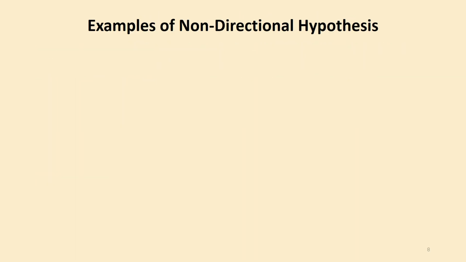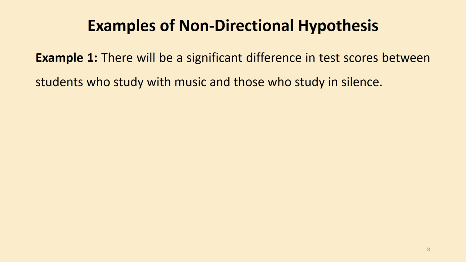Example of non-directional hypothesis. Example 1. There will be a significant difference in test score between students who study with music and those who study in silence. Now you can clearly see that the effect is there. Effect is there, but whether it is positive, negative, we don't know.